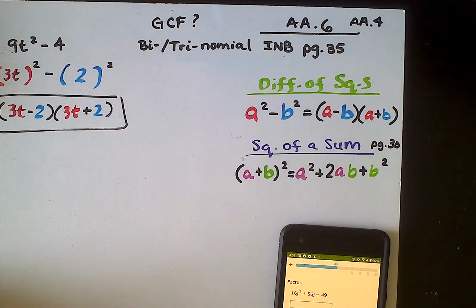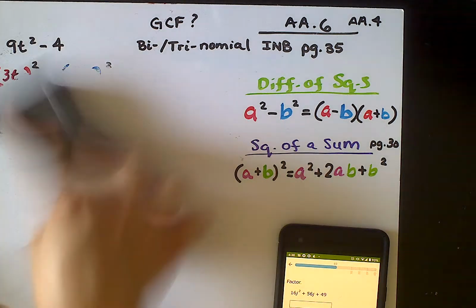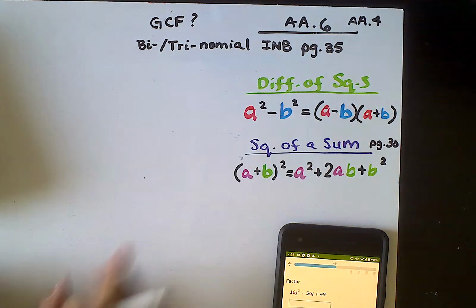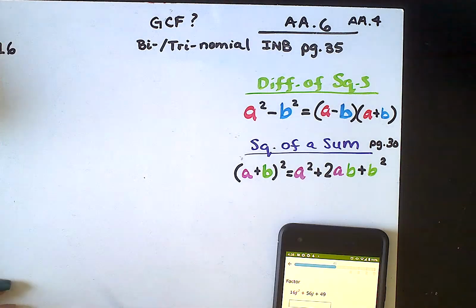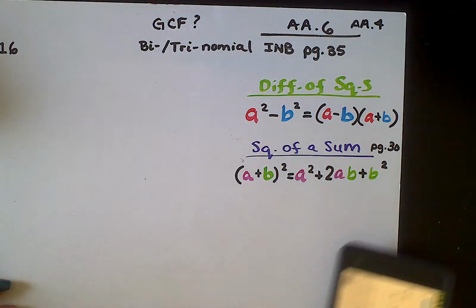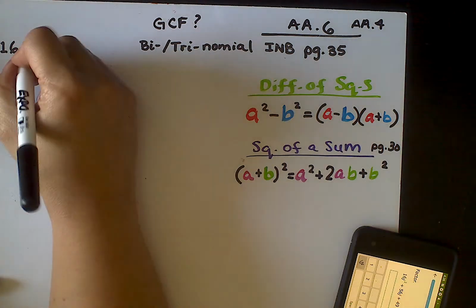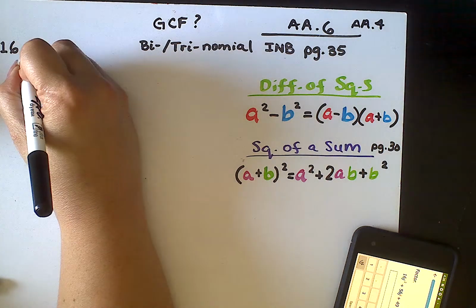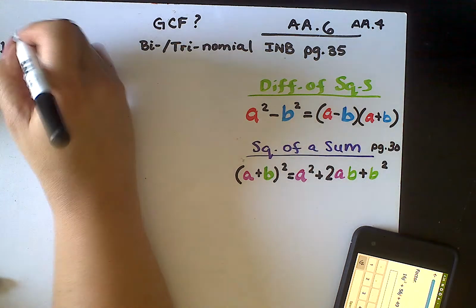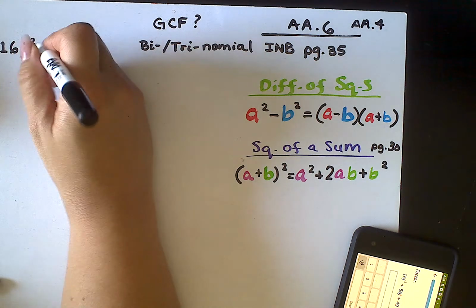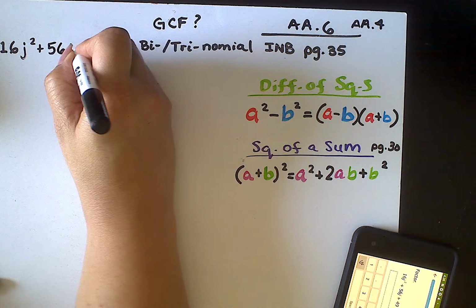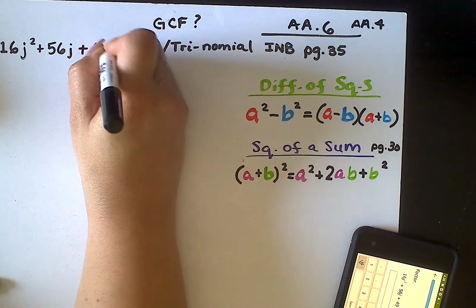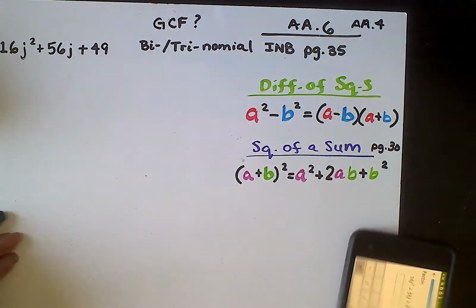Ooh, now I've got something a little bit more interesting. Let's hope I write down the correct variable this time. That's again why I like the app, because I probably would have typed it wrong into my computer. So 16J squared, and then plus 56J plus 49.